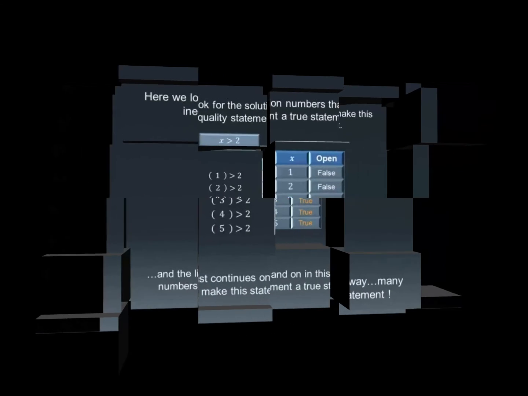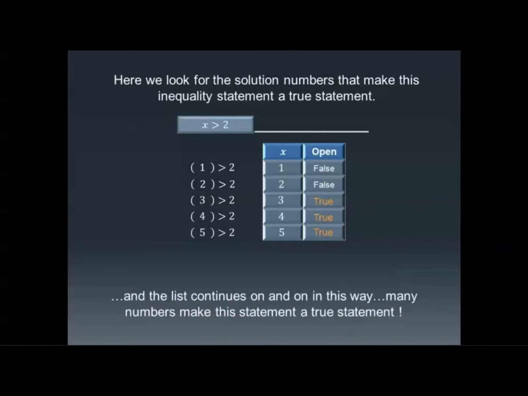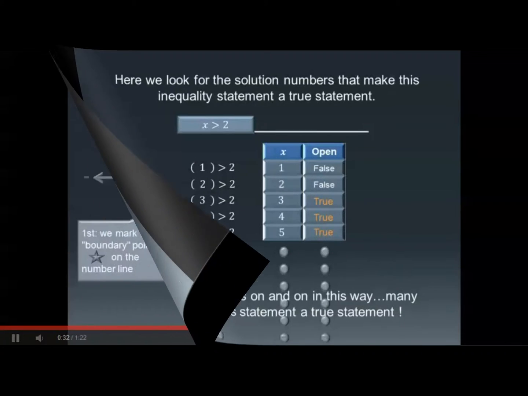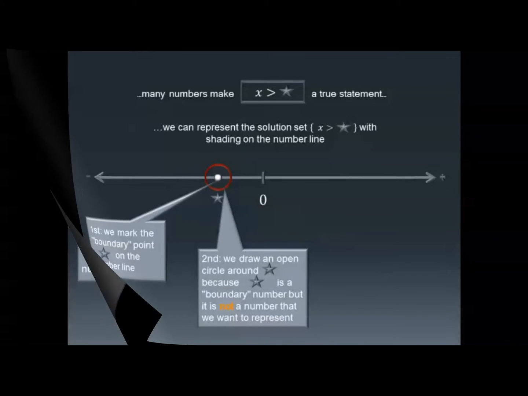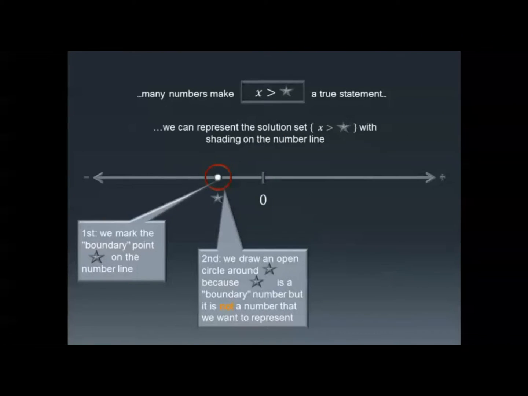The list continues on and on in this way. Many numbers make this statement a true statement. Draw an open circle around the point that represents the value of star because the value of star is a boundary number, but it is not a number that we want to represent. It helps us describe the numbers that we want to represent, but it is not one of the numbers.